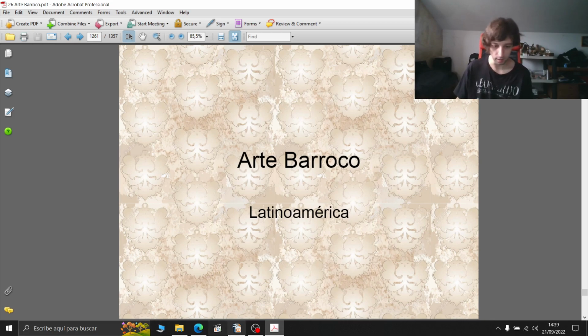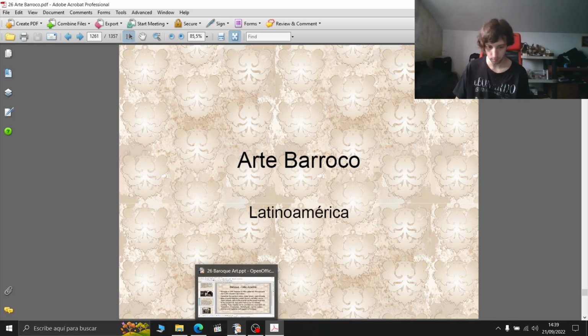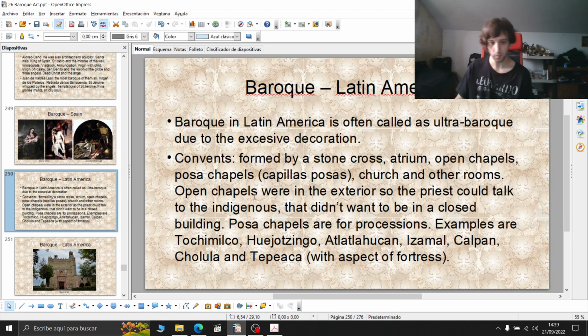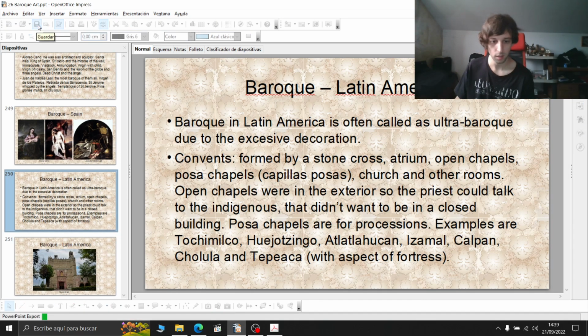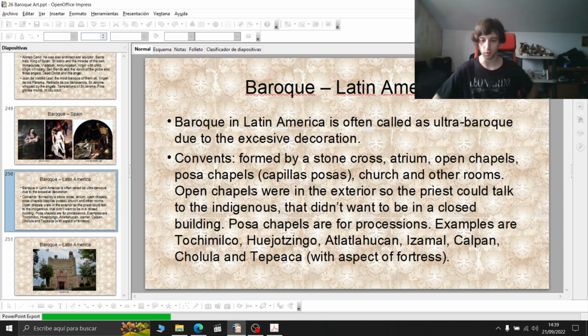and finally Latin America. Baroque in Latin America is often called Ultra Baroque due to the excessive decoration. Convents formed by a stone cross, atrium, open chapels, posa chapels, church, and other rooms. Open chapels were in the exterior, so the priest could talk to the indigenous that didn't want to be in a closed building. Posa chapels are for processions.